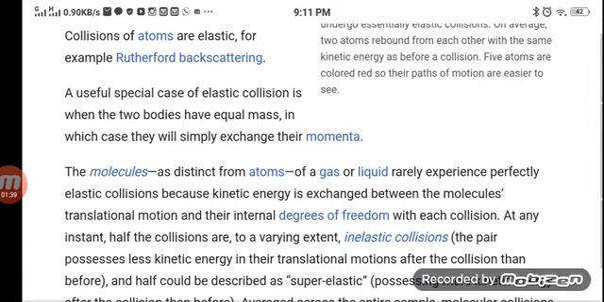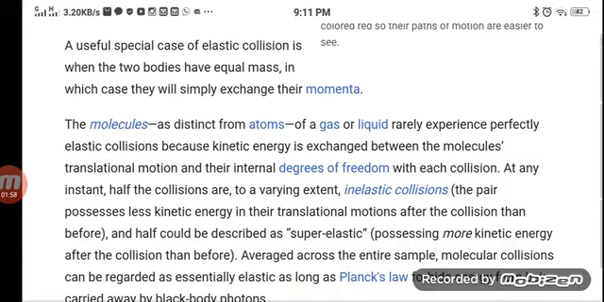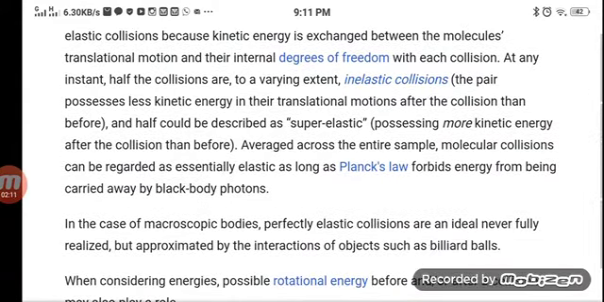With each collision at any instant, half the collisions are, to a varying extent, inelastic: the pair possesses less kinetic energy in their translational motion after the collision than before, and half could be described as super-elastic, possessing more kinetic energy after the collision than before. Averaged across the entire sample, molecular collisions can be regarded as essentially elastic as long as Planck's law forbids energy from being carried away by blackbody photons.